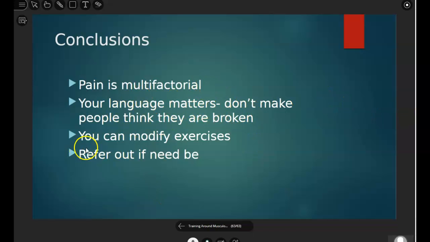Also, you can modify exercises. We've given different examples of how we can modify exercises to reduce training stress in certain areas. And the last one, which I think is really important, is to know when to refer out, if you actually need to refer out.